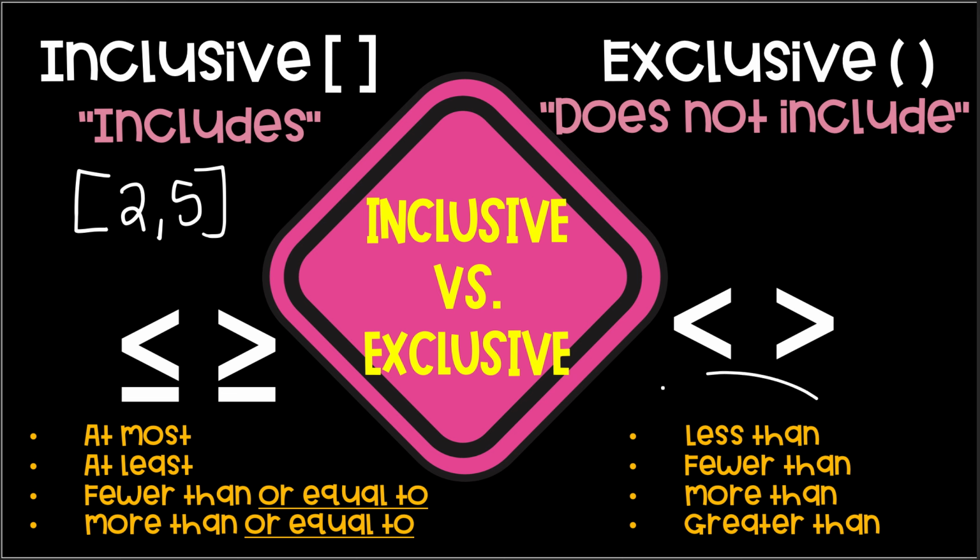Now, whenever you have words like less than, fewer than, more than, or greater than, and they don't say including or equal to, that means you do not include the value. It's strictly less than or strictly greater than, and we call this exclusive. We use parentheses to denote our interval. For example, if we write 2 to 5 with parentheses, that means all of the values between 2 and 5, but not including the 2 and not including the 5. That's the difference between the two.